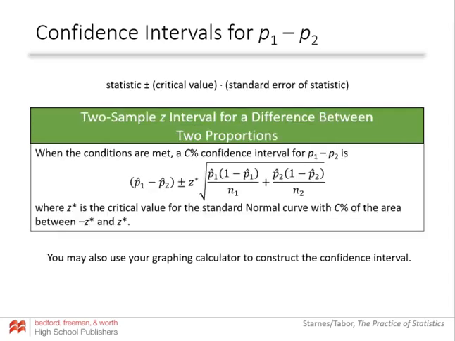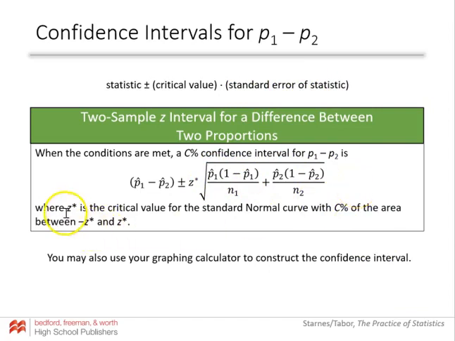Okay, doing the actual math for the confidence interval, it is the same as when we did confidence intervals for one proportion. So our statistic plus or minus that critical value, which is Z star for proportions, times the standard error. Remember, the only difference between standard error and standard deviation is we acknowledge that we're using sample data, so p hat, because we don't have population data.